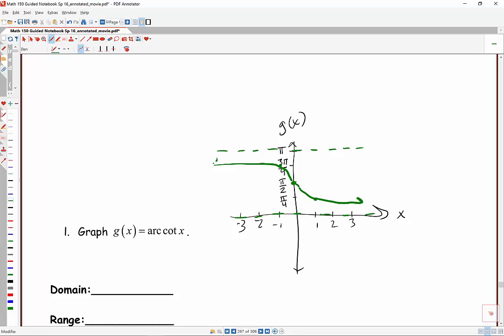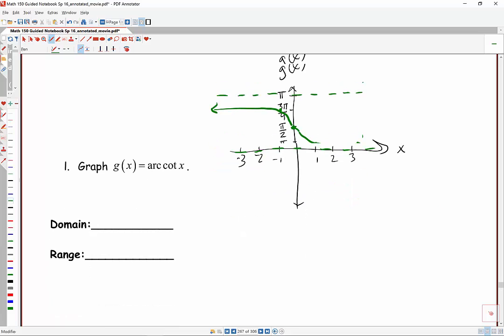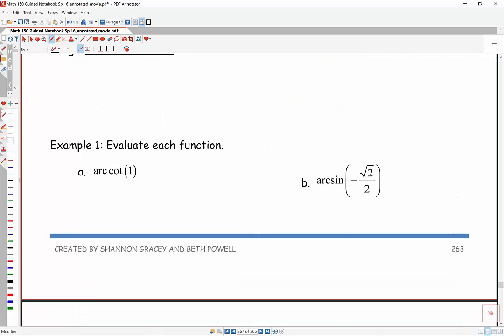All right, so our domain is from minus infinity to infinity, and our range is from 0 to pi, non-inclusive. All right, so hopefully that was a good review for you. Here's some more stuff that's good to know.